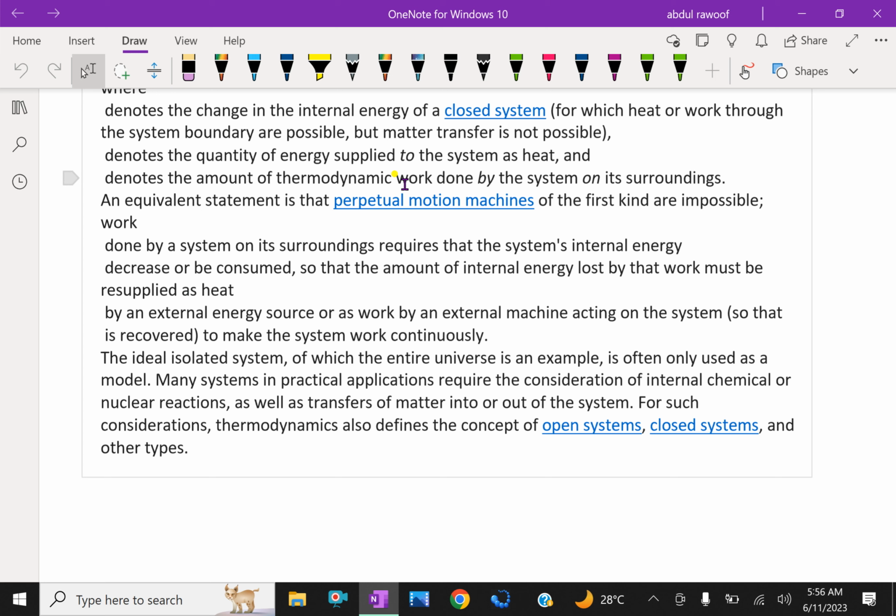Since U, the internal energy, is a state variable, delta U depends only on the initial and final states and not on the path taken by the gas to go from one to the other.